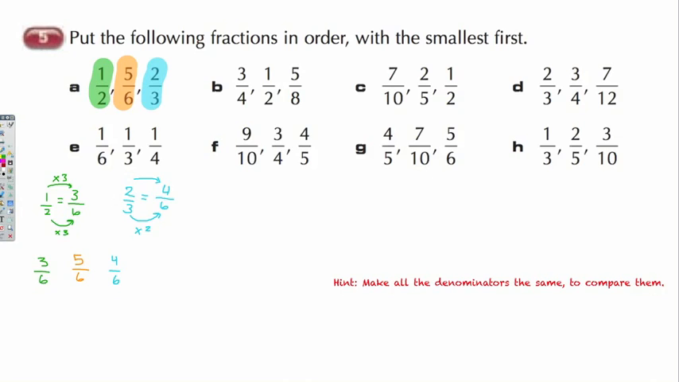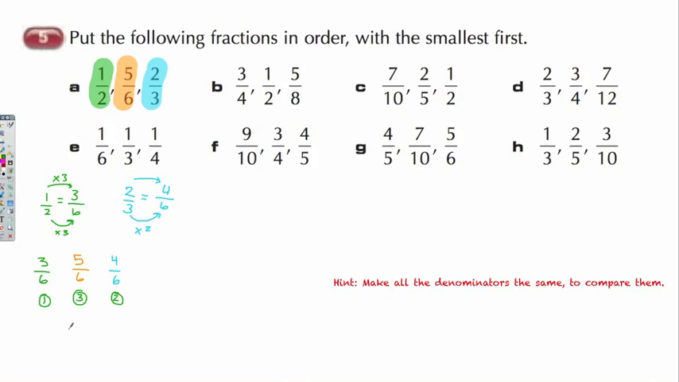So from this we can see which one is the smallest. Okay, so 3/6 is smaller than 4/6. So that's the first one. So this one is the first. The next one is going to be 4 over 6. So 3 over 6, then 4 over 6, and then 5 over 6.